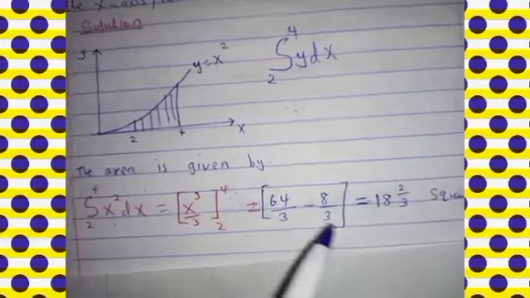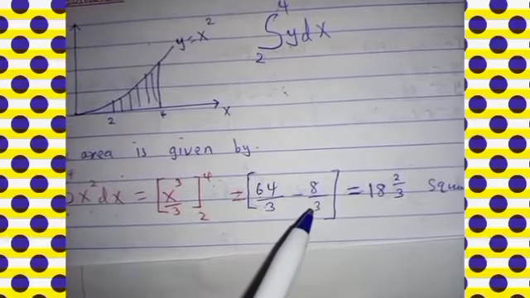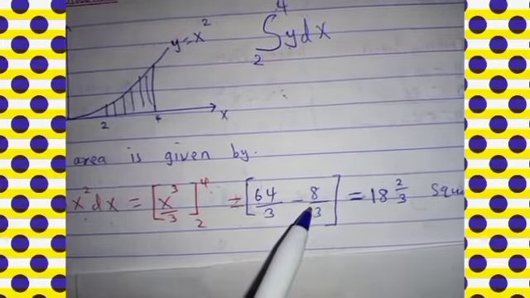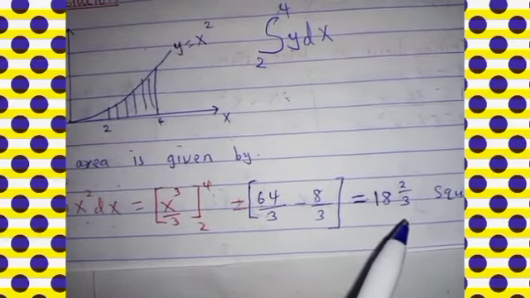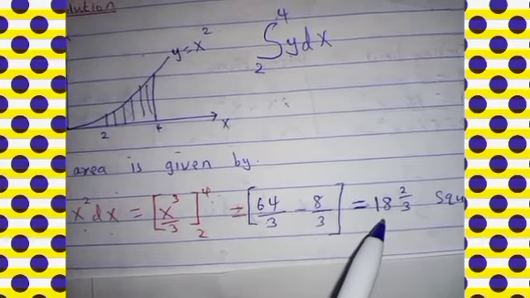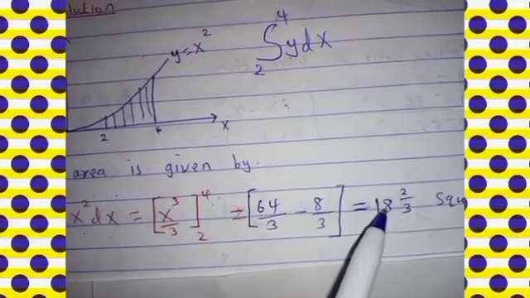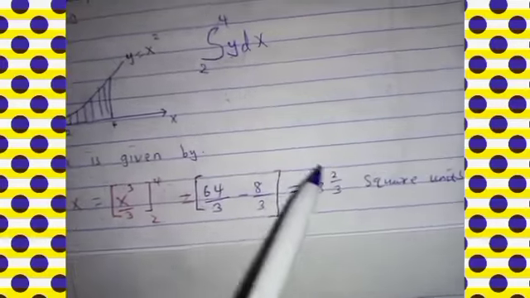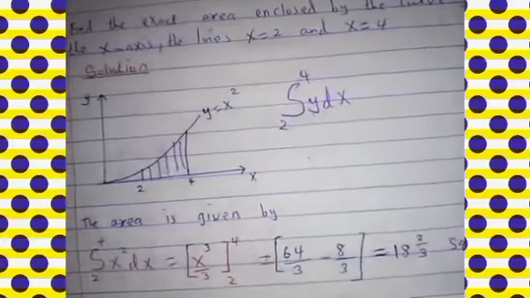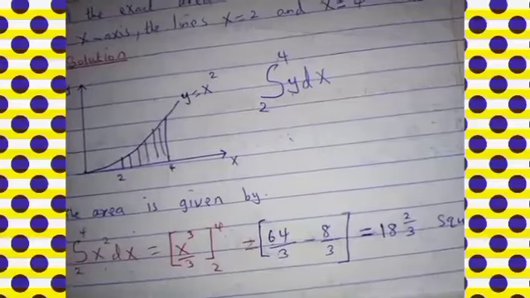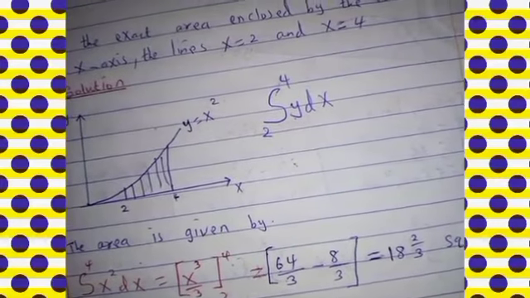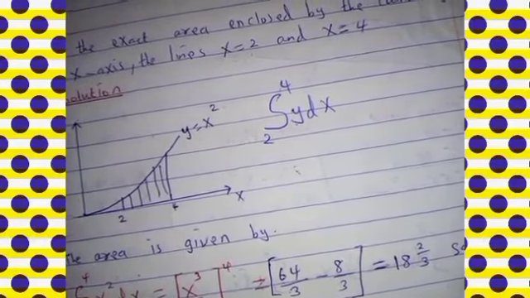When you simplify, it is 64 minus 8 to get 56 over 3, which is the same as 18 and 2 over 3, because 18 times 3 is 54 plus 2 is 56. So that is the result, in square units. That is how you can use integration to get the area under the curve.